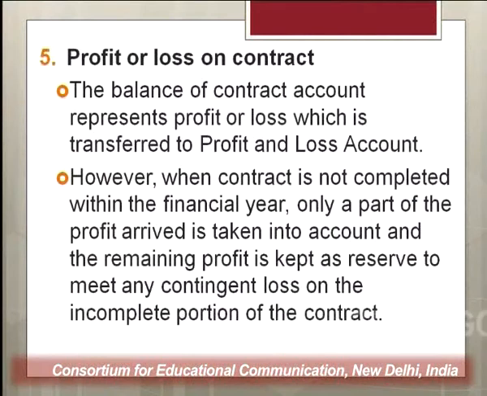The big issue is, how do you calculate profit or loss on a contract? This is the basic point, because the whole contract account is being prepared in order to find out the profit or the loss of that work in a particular year. This is our main motive, our main aim. The balance of the contract account represents the profit or the loss which is transferred to the profit and loss account. Up till now, what I have discussed with you is that all expenses, whether direct cost or indirect cost, are being debited to the contract account.